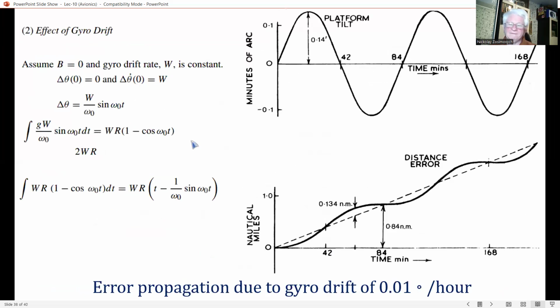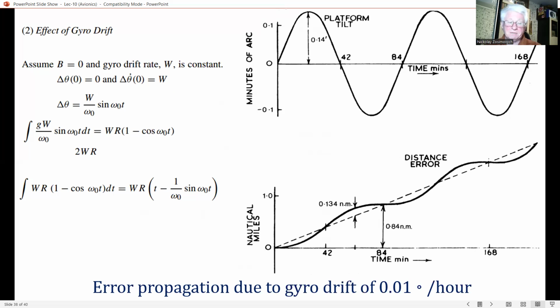The next slide will show us the effect of gyro drift. In this case, assume that B equals 0 and the gyro drift rate W is constant. The solution of our equation for initial conditions will be next: delta theta from 0 will be 0, and delta theta dot from 0 will be W. In this case, delta theta will be proportional to W over omega naught times sine omega naught T.